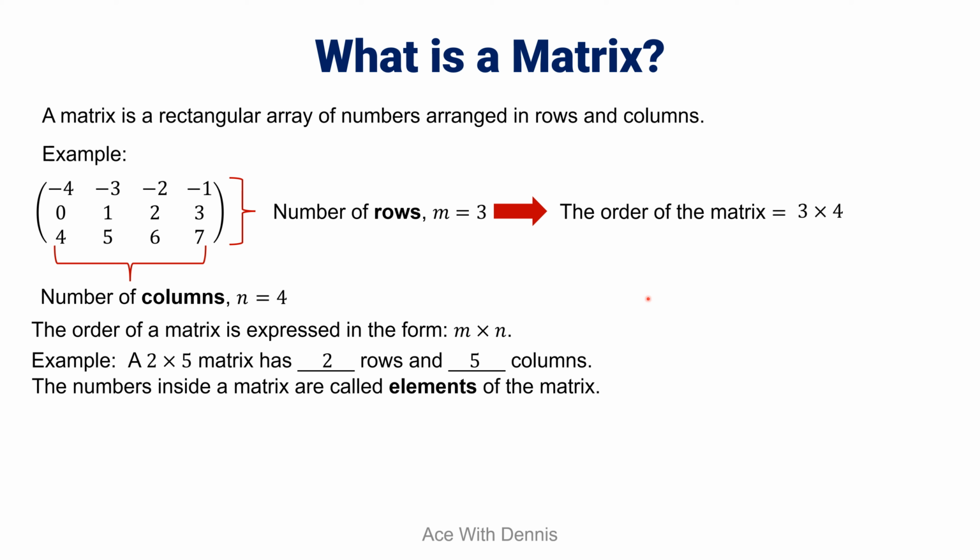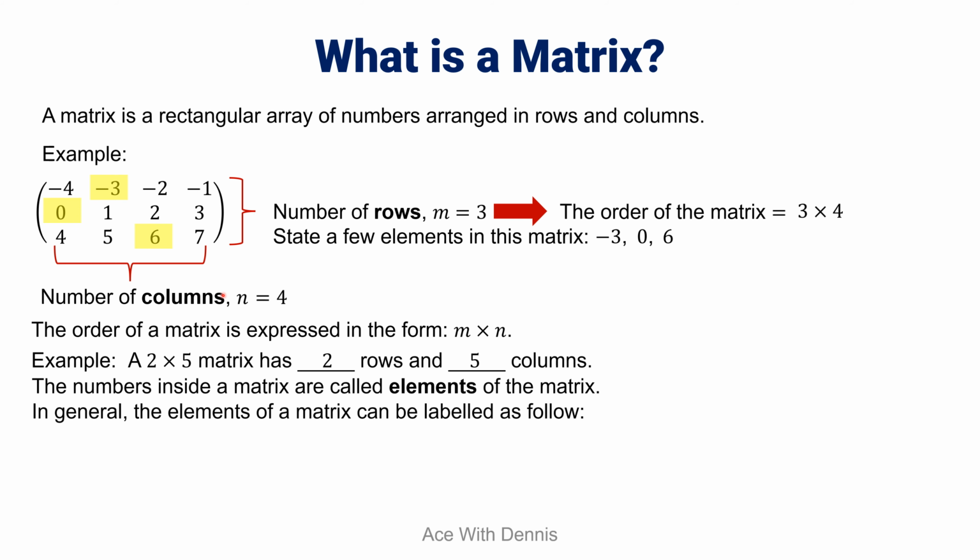The numbers inside a matrix are called elements of the matrix. Now from this example here, can you state a few elements in this matrix? You can randomly choose some elements inside here. Can be -3, can be 0, can be 6, and so on.